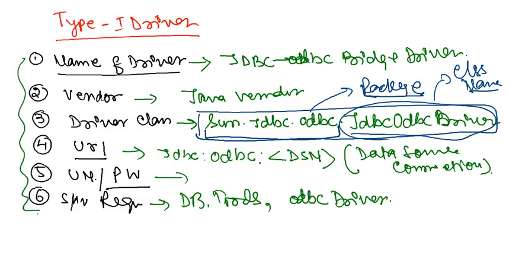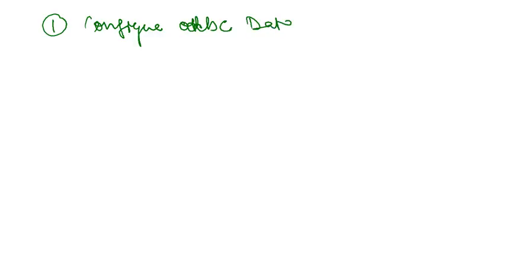Fine. Now when we want to set these requirements, some things are more and more important. Number one, the first thing we need to do is configure the ODBC data source name, for Oracle and so on.